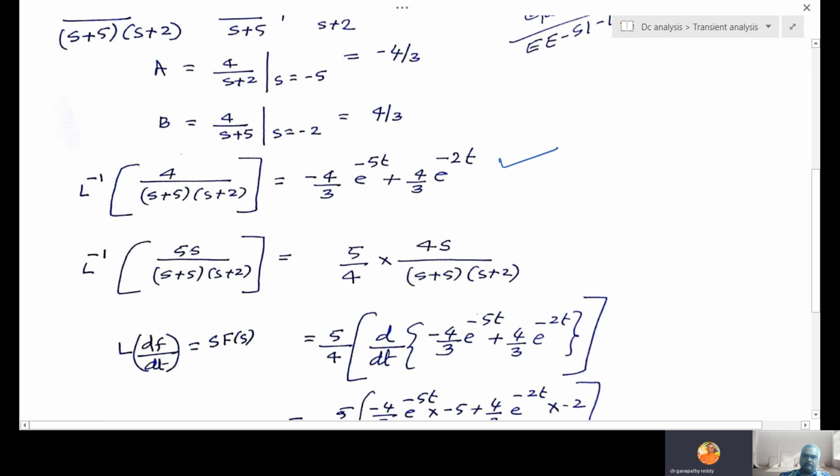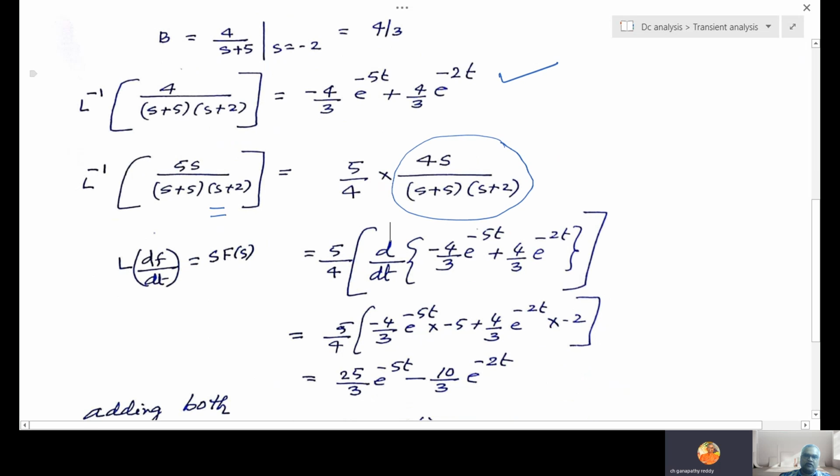But what is the remaining term? 5s by (s plus 5)(s plus 2). This one you can manipulate: 5 by 4, the 4 cancels. So I am taking it like this because the Laplace of df by dt is nothing but s into F of s. This is using the time differentiation property.